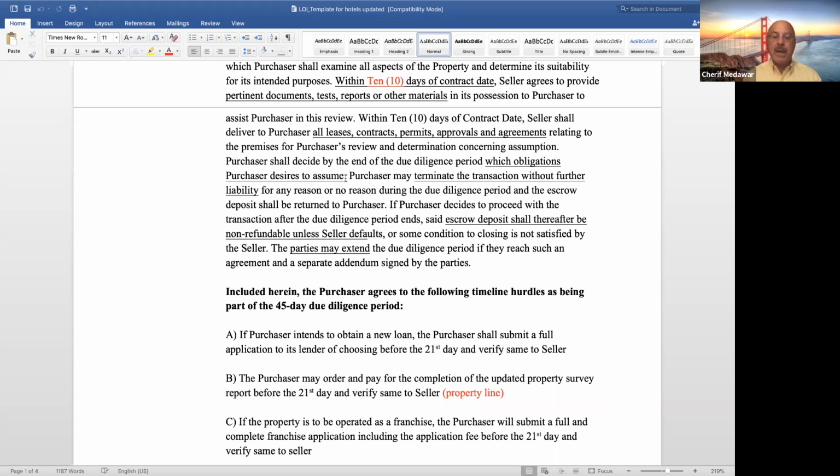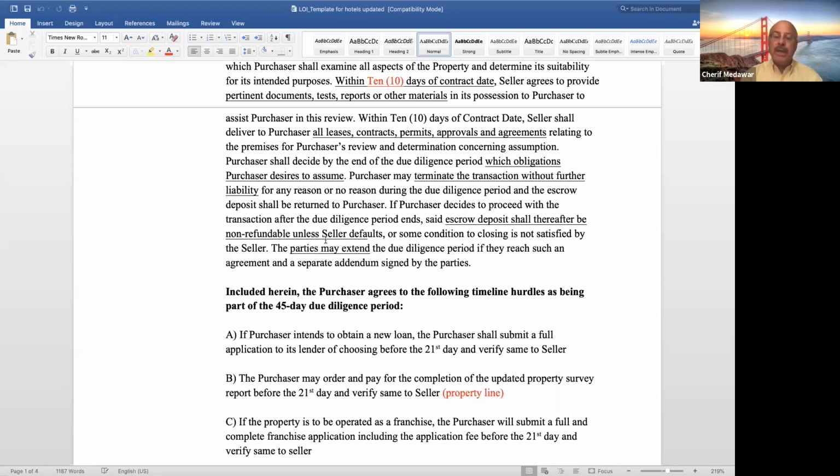Purchaser may terminate the transaction without further liability for any reason or no reason during the due diligence period, and the escrow deposit shall be returned to purchaser. You put the 2%, you're going to get it back. If purchaser decides to proceed with the transaction after the due diligence period ends, said escrow deposit shall thereafter be non-refundable. That means you're going hard.